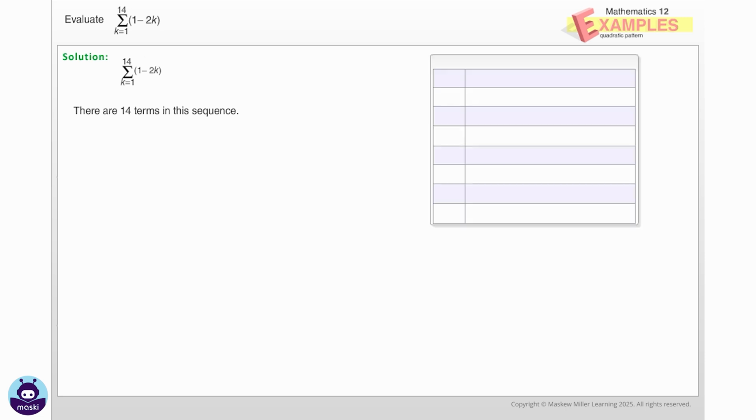Example 1. Evaluate. Sigma, 1 minus 2k, from k equals 1 to k equals 14. Solution. Let us write down the first 4 terms of the sequence and identify the type of series. Interpreting the sigma notation, we can infer that there are 14 terms in this sequence. Substituting the values of k, we can find the terms in the sequence.